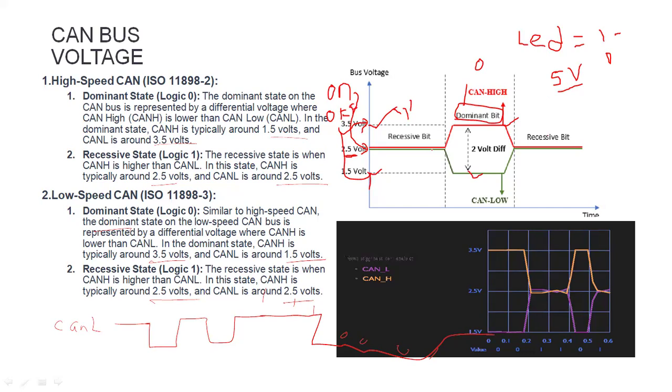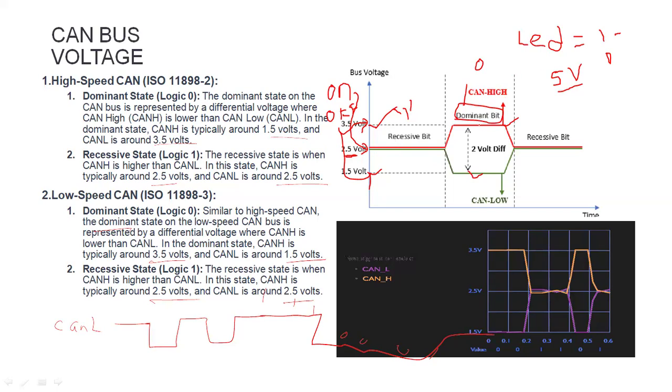Every interviewer will ask why the CAN protocol is called wired AND logic. You need to explain this concept. If I need to switch on the LED, the two wires will go into the recessive bit. How will it be formed? The CAN low value and CAN high value are equal to 2.5. Then it is formed as a recessive bit. Recessive bit means 1, and 1 means LED on.